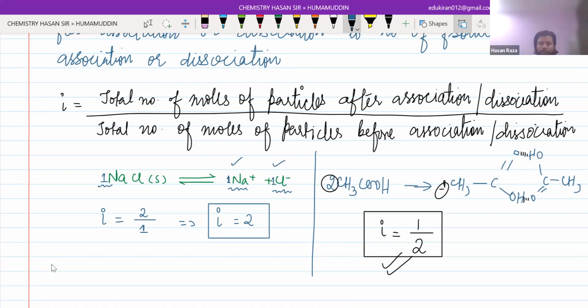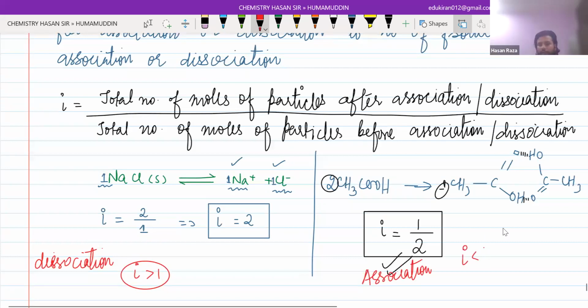Yes. Also, it's very important: whenever there is dissociation, you will get a number of moles greater than the initial. That's why i will always be greater than 1. And in case of association, you will get a lesser number of moles than the initial, so i will be lesser than 1 in case of association. It's very easy, right?